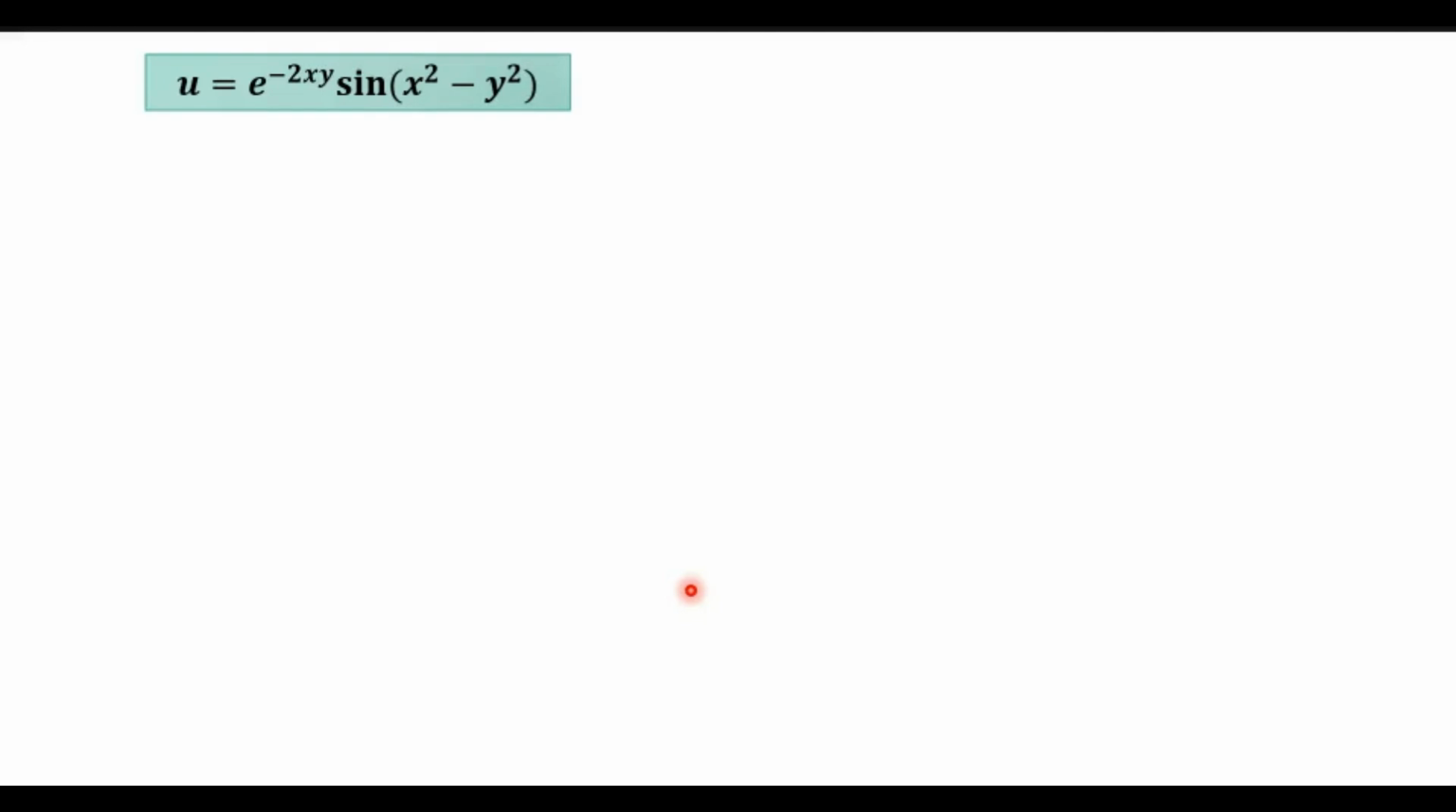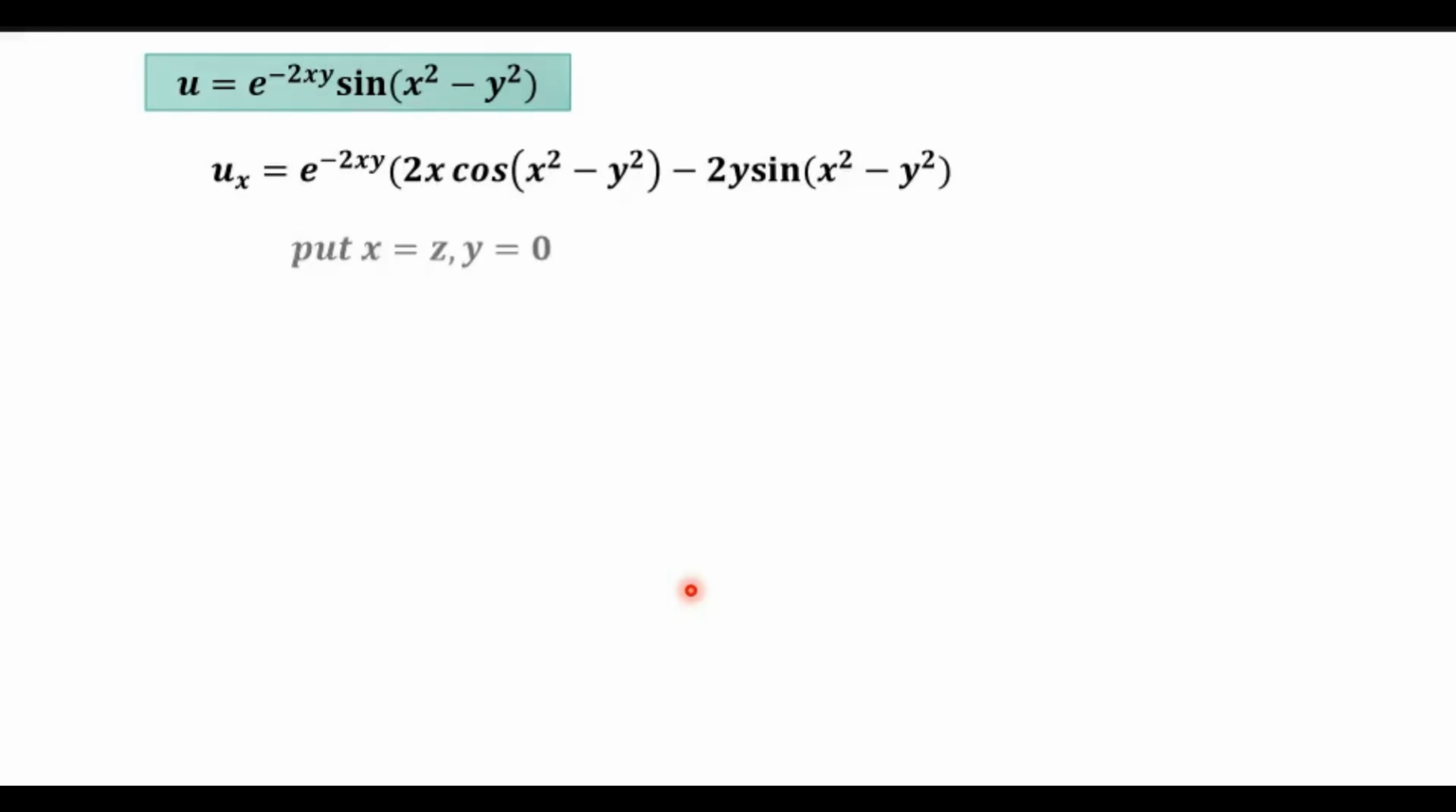To find the analytic function, we have already calculated ux. I'm writing it again, ux here. Put x is equal to z, y equal to 0. This was already calculated in the previous step to prove u is harmonic. In it, put x equal to z and y equal to 0. So what remains? If we put y as 0, the first e raised to term becomes 1. Here 2z cos z square remains. This whole term becomes 0 because y is 0. So we will get ux is 2z cos z square.